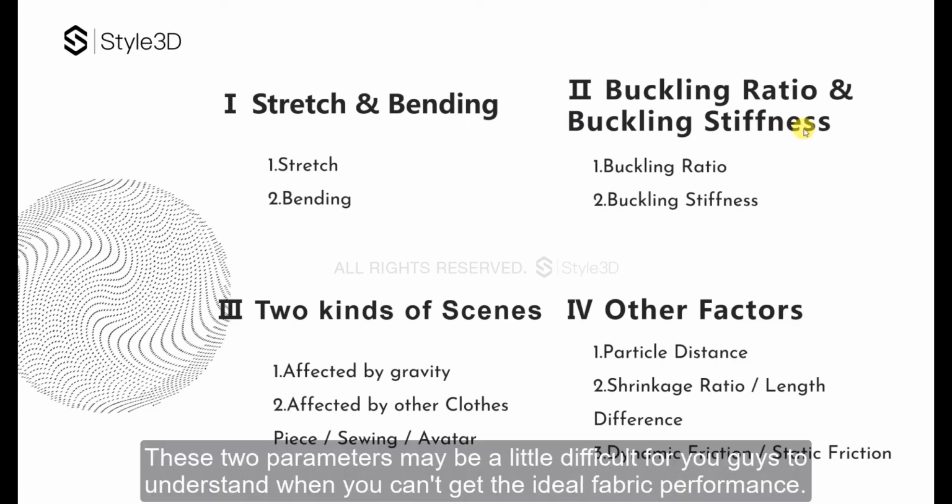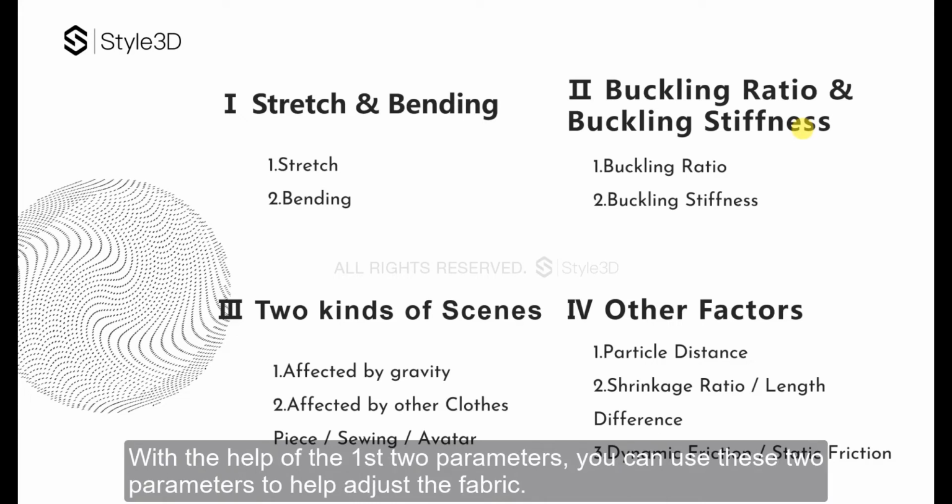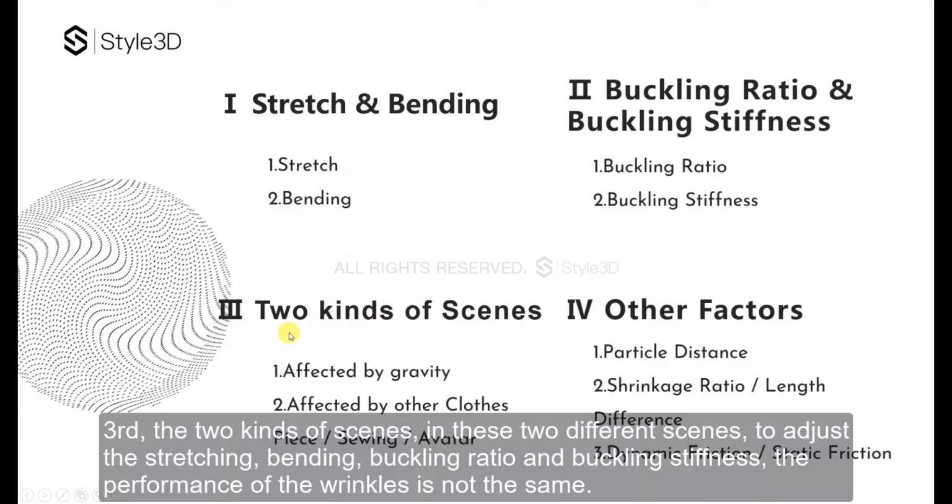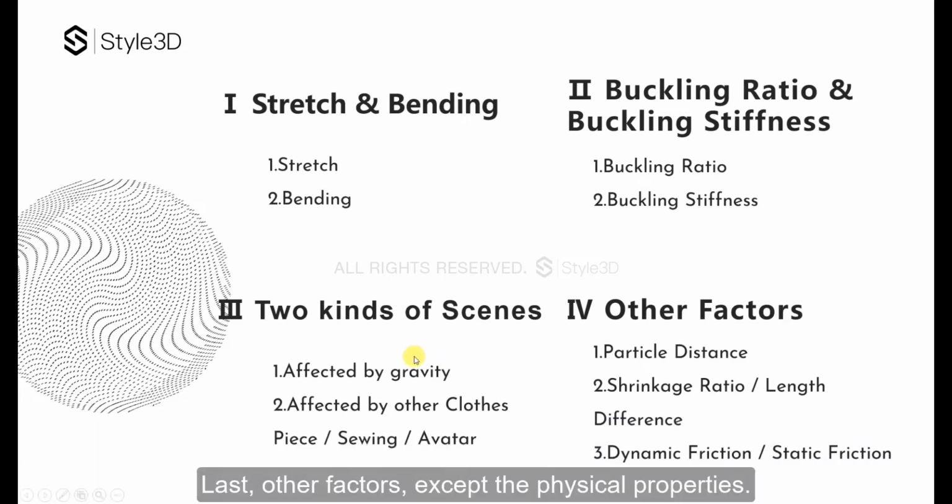These 2 parameters may be a little difficult for you guys to understand. When you can't get the ideal fabric performance with the help of the first 2 parameters, you can use these 2 parameters to help adjust the fabric. Third, the 2 kinds of scenes. In these 2 different scenes to adjust the stretching, bending, buckling ratio and buckling stiffness, the performance of the wrinkles is not the same. Last, other factors.